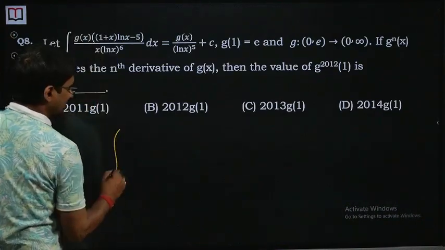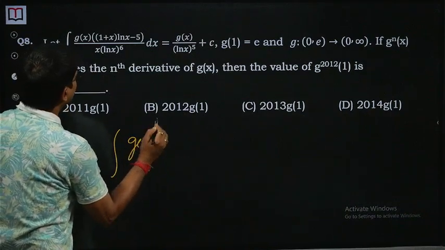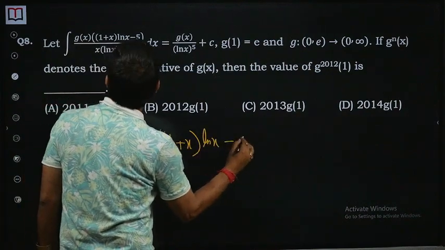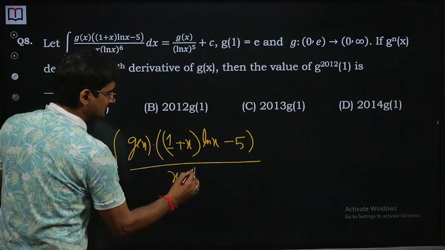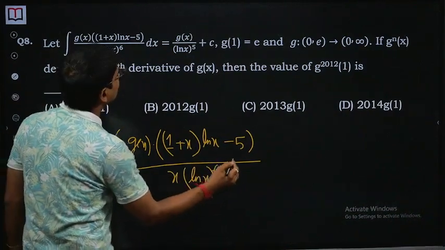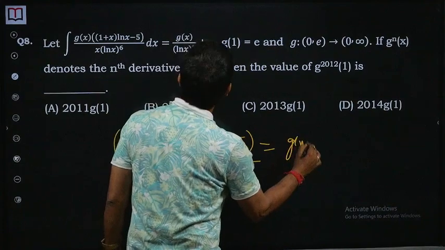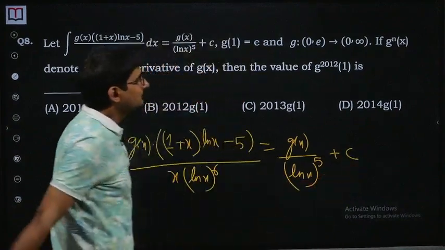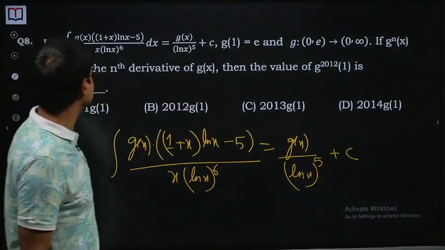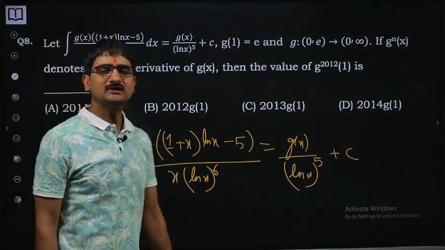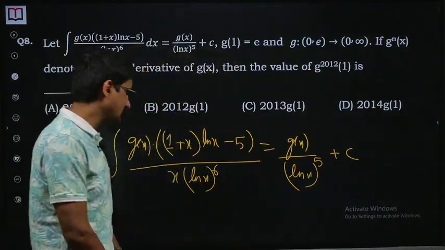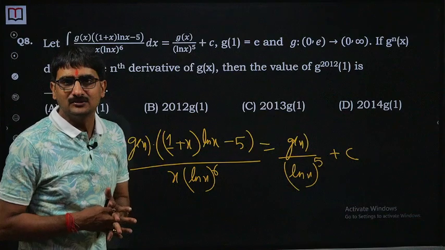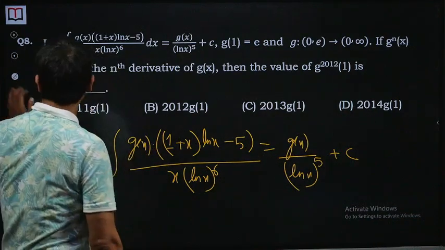Next one here is the integral of g of x into (1 plus x ln x) minus 5 upon x (ln x) raised to the power 6 is equal to g of x upon (ln x) raised to the power 5 plus c. We have to find g of x. See how we can do it? Just differentiating both the sides, because we don't know anything about g of x.